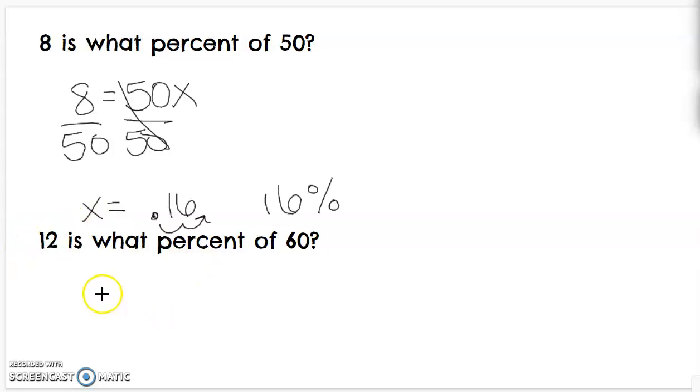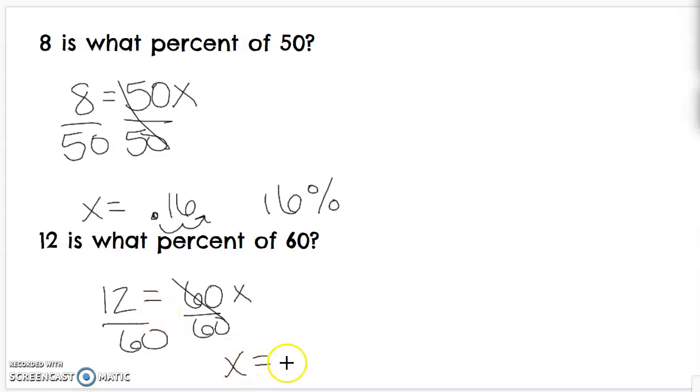Same thing for the next one. So I have 12 equals 60x. So I divide by 60. 12 divided by 60 would give you 0.2. And so multiply by 100 or move the decimal 2 spaces, and that gives you 20%.